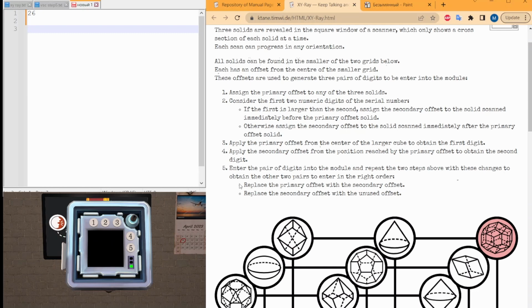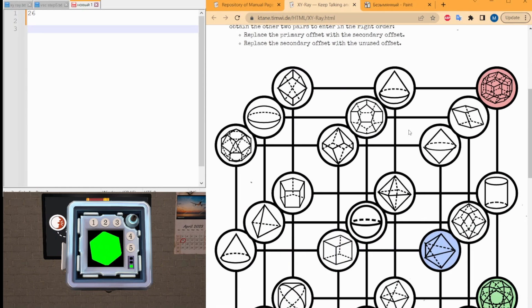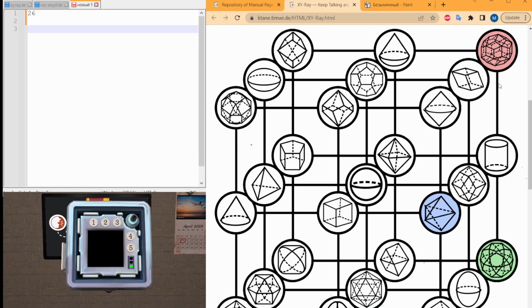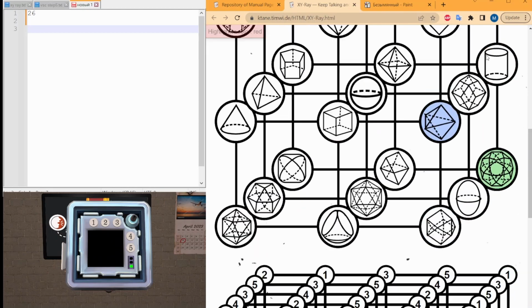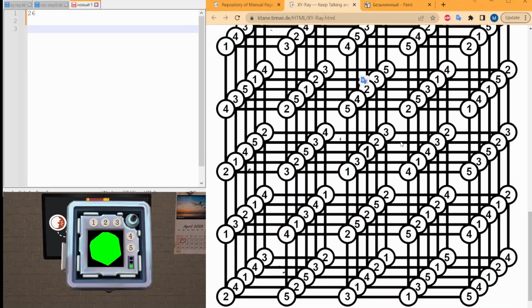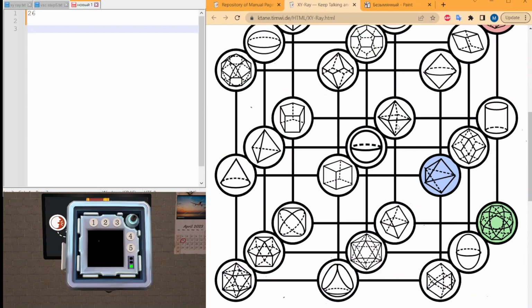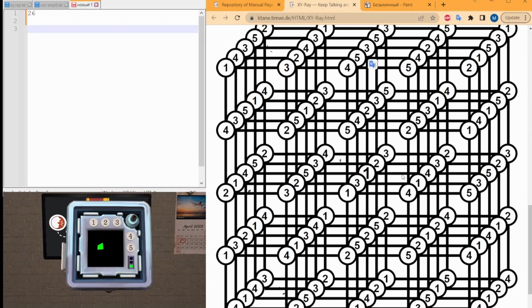No, the other way around. So, basically what it says is our secondary shape becomes primary, and our unused shape becomes secondary. So this is now the primary offset, this one. So back again, starting from the center. We applied a pair of digits, now we're back to the center from this point.